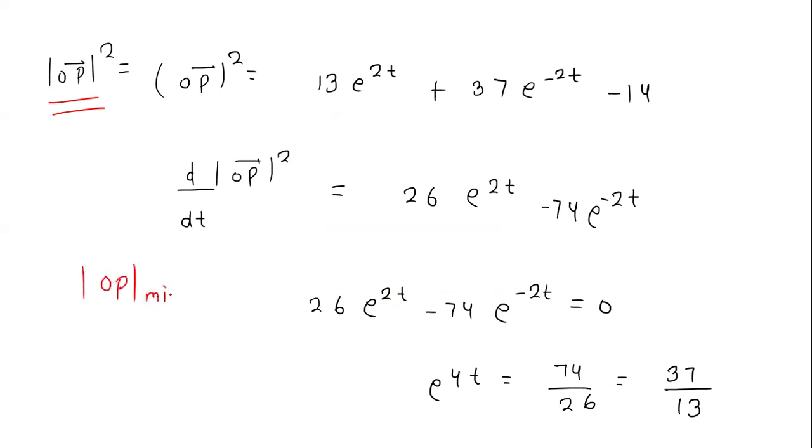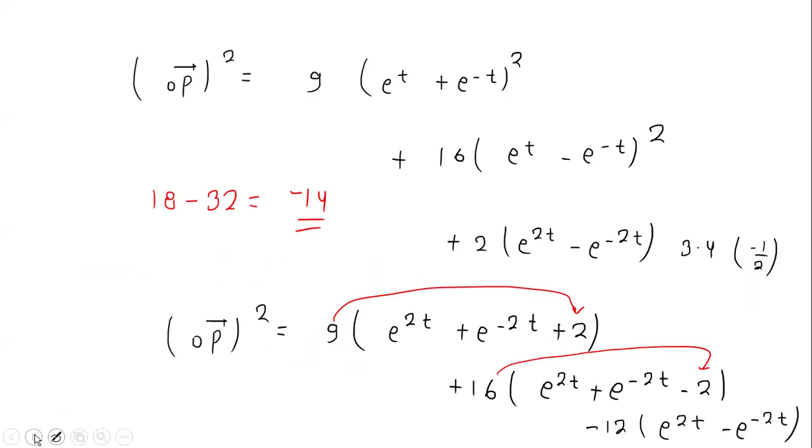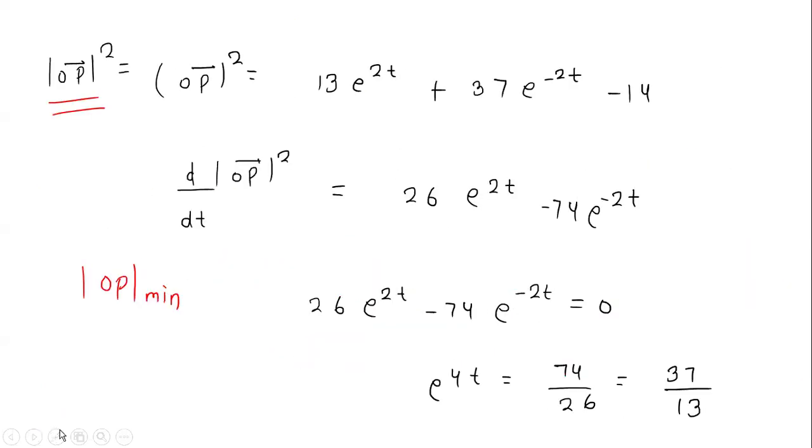So length of vector OP minimum value, because in the problem it is given that the least distance of P from the origin, meaning this vector OP minimum length, is given by this form. So we have to find the value of a plus b. So we have to first of all find the minimum value of the vector OP. To find the minimum value of the length of vector OP, we have to differentiate it with respect to t, because t is a variable here.